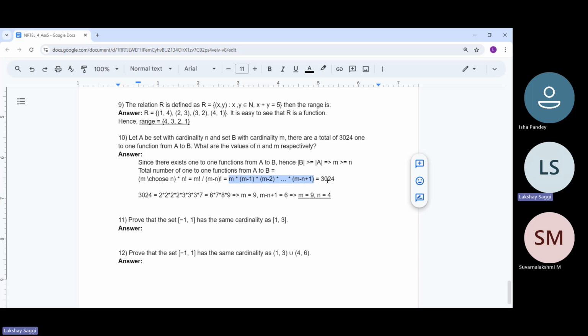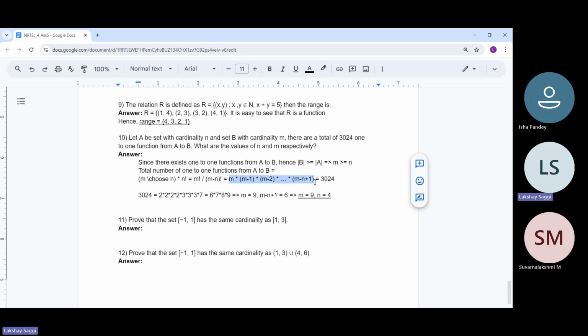So I just tried to write down 3024 as a product of some consecutive integers. And this was one way which I was able to obtain: I wrote it as 6 times 7 times 8 times 9. There may be some other way also to write it as a product of consecutive integers, but we just need one of those.